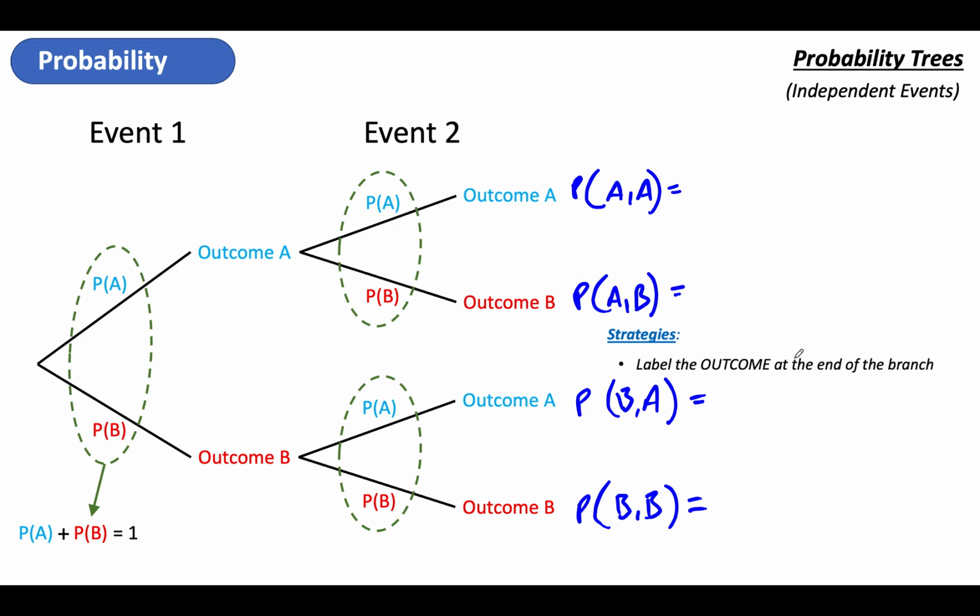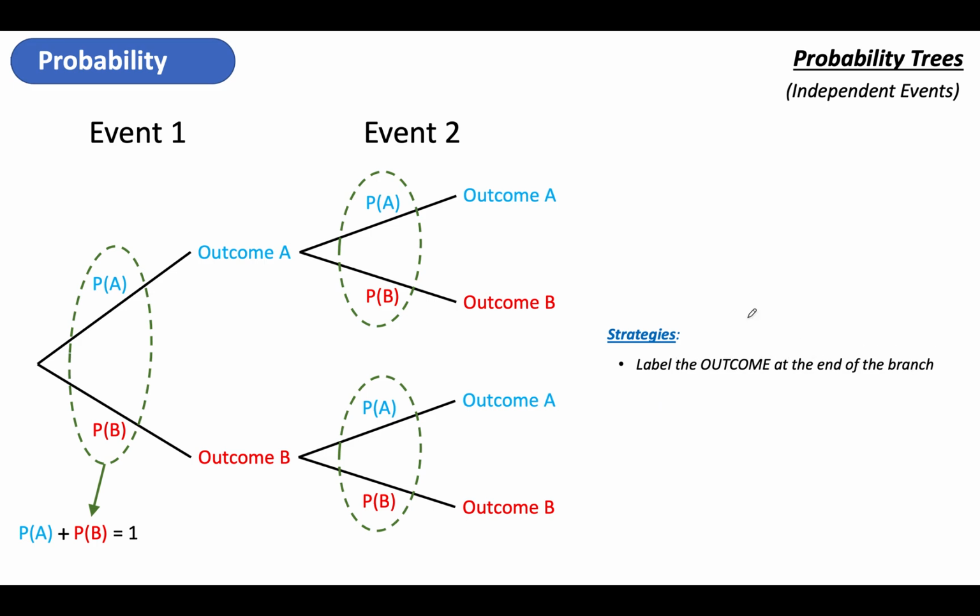So basic things to take away from this. Label the outcome at the end of each branch. Label the probability along the branch. The probability goes somewhere along the branch. And the probabilities on each set of branches must add to 1. Yep.